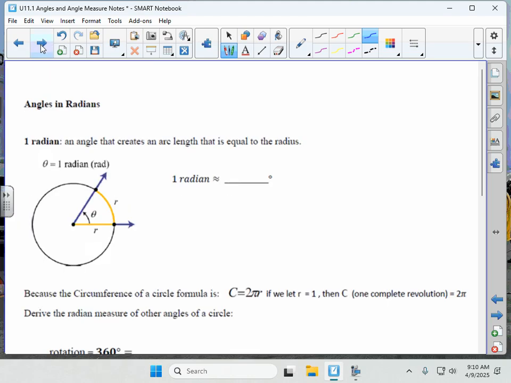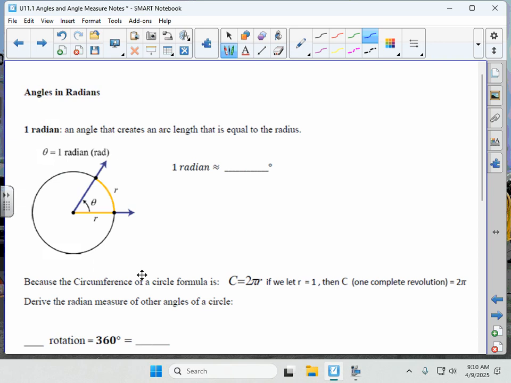All right, so we're going to look at a new angle measure called radians. Radians is just another way to identify an angle. And as you get further in trig, we kind of start to move away from the degrees and work with radians instead, because a lot of formulas in trig and higher math use radians.